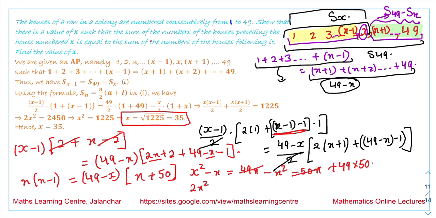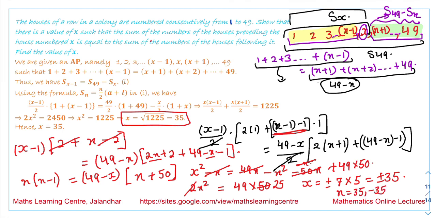These two values we are left with, it is minus x, so minus x gets cancelled. That is equal to 49 into 50. This 2 and this get cancelled, it is 25. So the value of x we get is the square root of this term, it is 7 into 5, so it is plus minus 35. Now x are the house numbers, so negative numbers are not possible. We are saying x has the value 35 and minus 35. These are the house numbers, so minus 35 is not possible. So we are saying x is equal to 35.